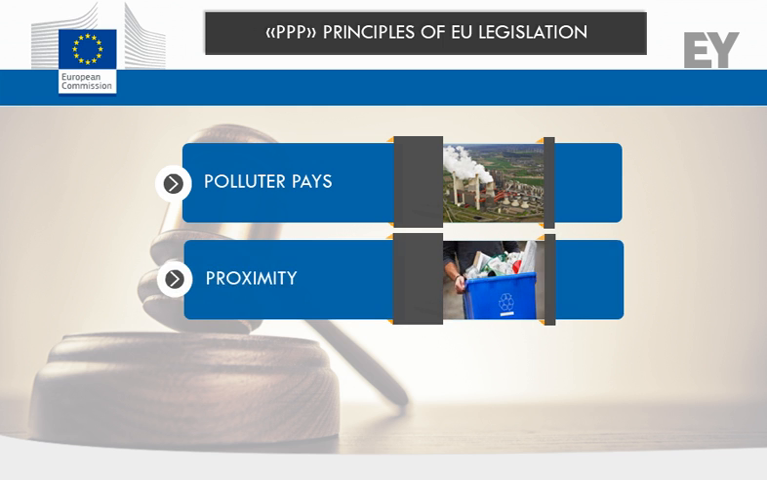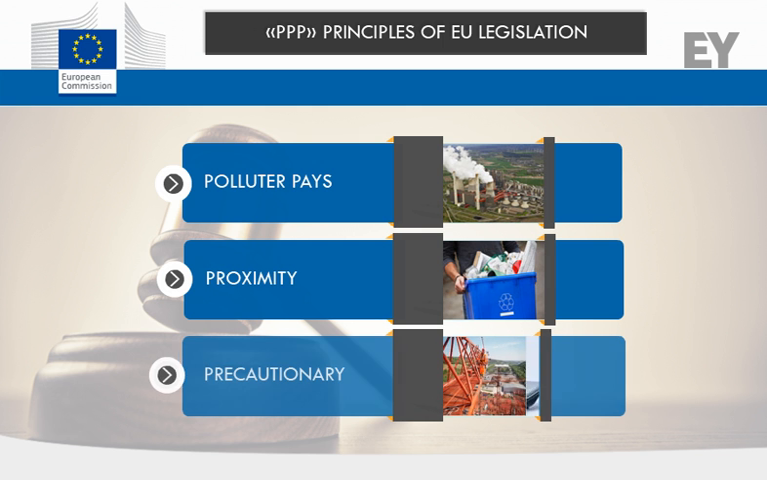The second one, the proximity principle, requires waste to be disposed of as close to the place of production as possible, at one of the nearest appropriate waste disposal facilities. Finally, the third one, the precautionary principle, means that if it is known that an action may cause harm, it should not be done unless it can be satisfactorily proven not to cause harm.